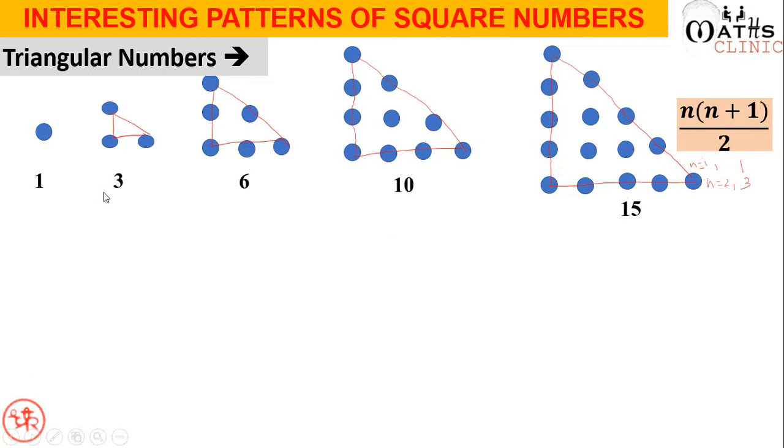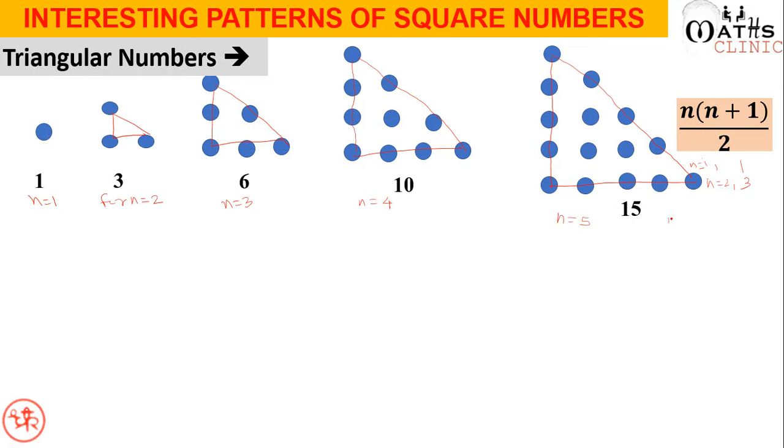So we have this here. This is for n is equal to 1. This is for n is equal to 3. Look here. 3 into 3 plus 1, that is 3 into 4 by 2, means 12 by 2 is 6. Is that clear? Here n is equal to 4. That will be 4 into 5, 20 by 2 is 10. Here n is equal to 5. That is 5 into 6, 30 by 2 is 15.